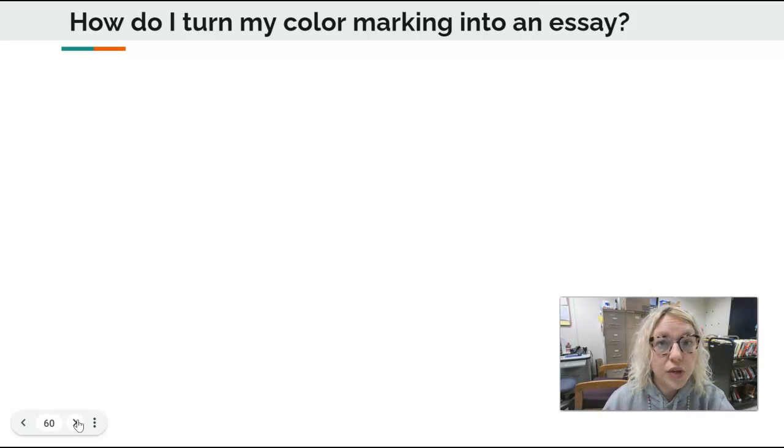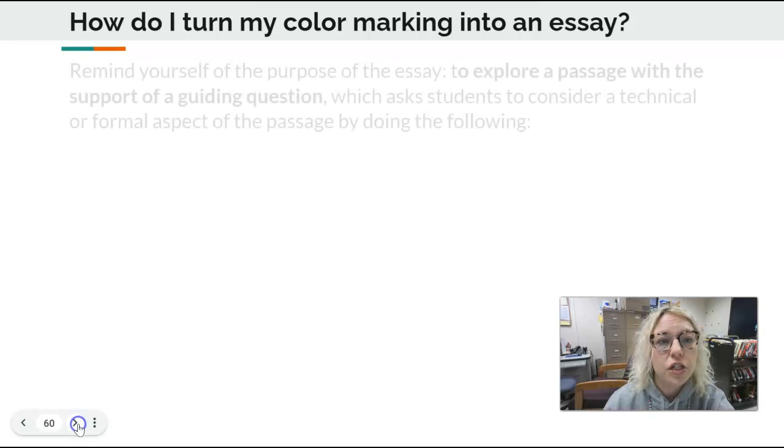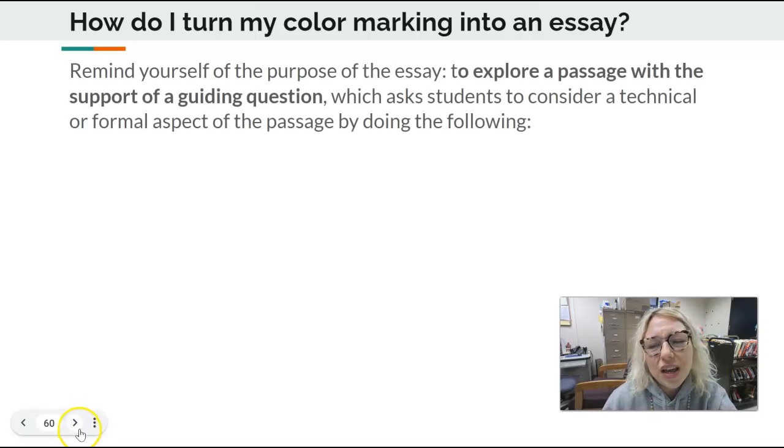So far, you've done some color marking. I hope that you have found at least 3 different interesting patterns of language from each text, and you have made a literal and an interpretive claim about each. So now we have to move towards getting this ready to become an essay.